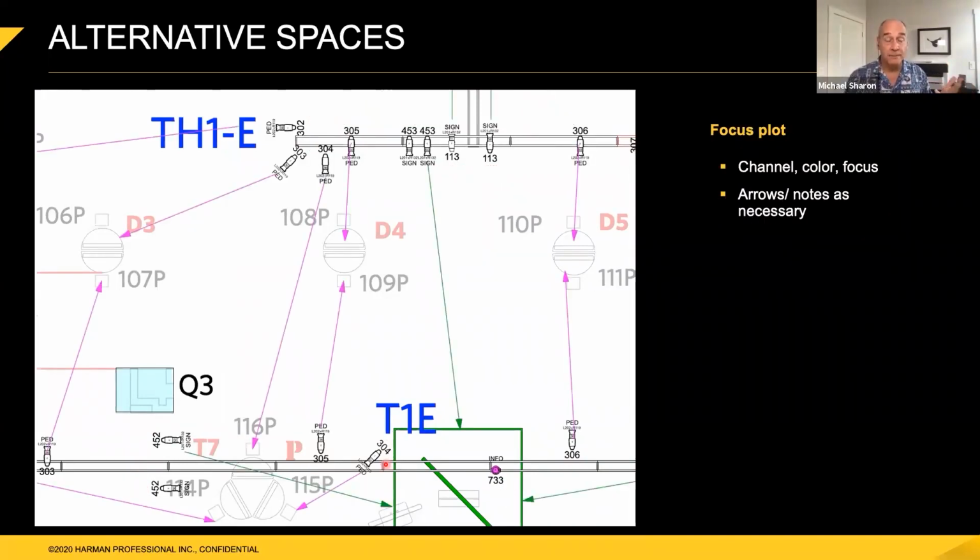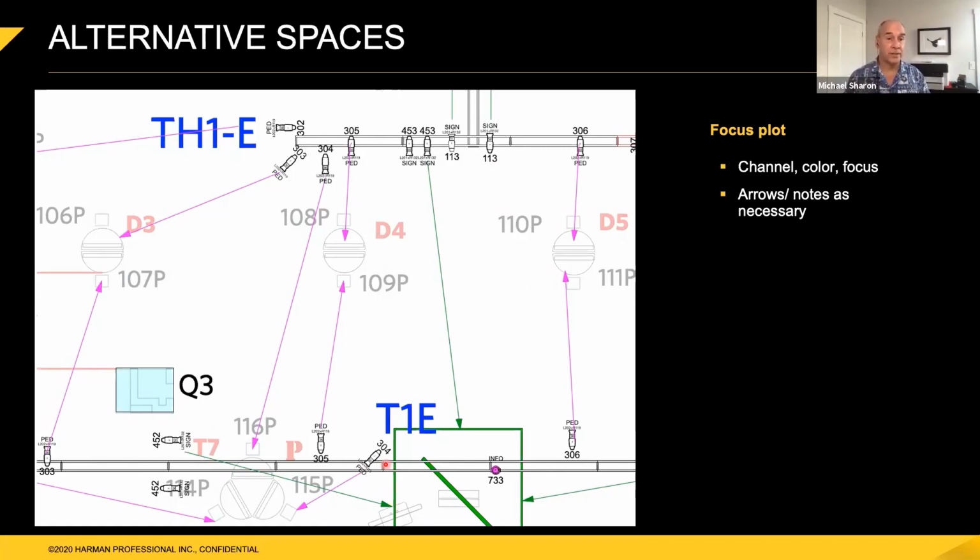So I'll also have a focus plot. Here, again, because it's electronic, you'll just turn off the unnecessary information for this drawing. I don't care about circuits. I don't care about the control stuff. I just need to know what my channel is. And then, of course, I'll have arrows saying this is where things are going.